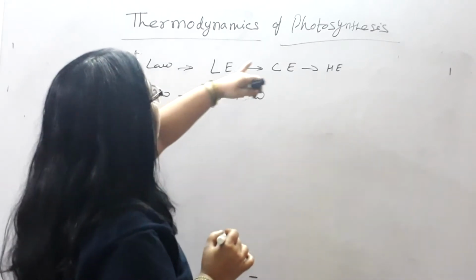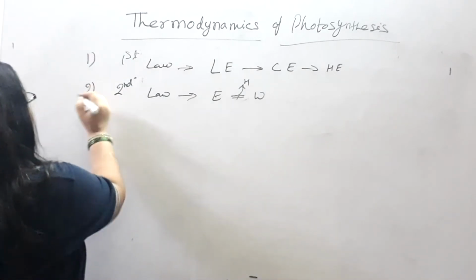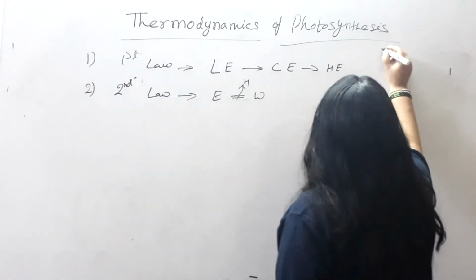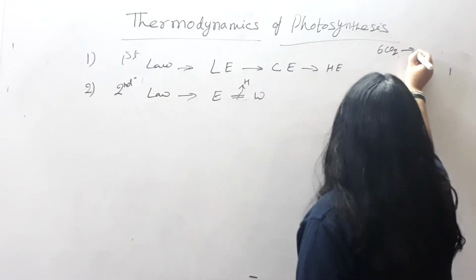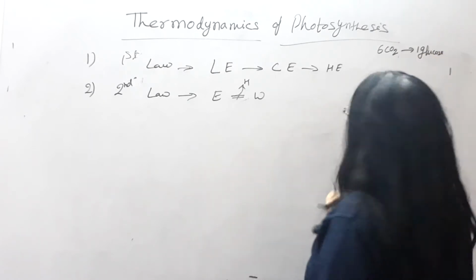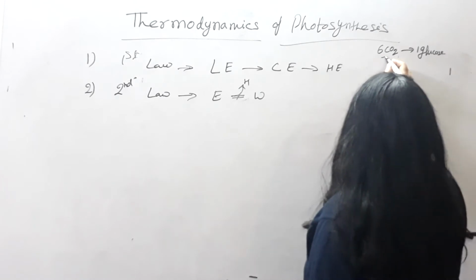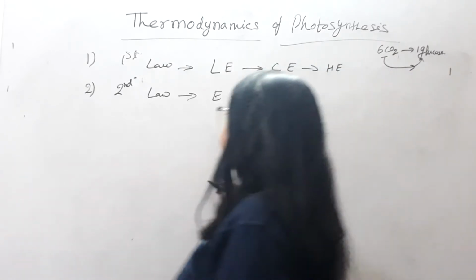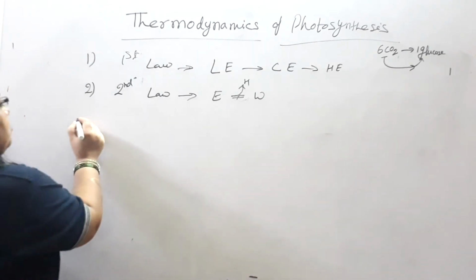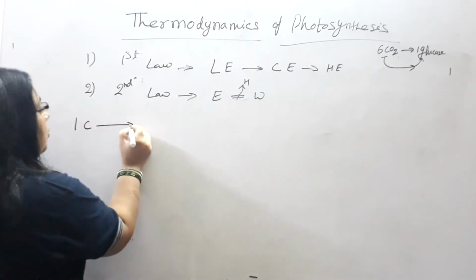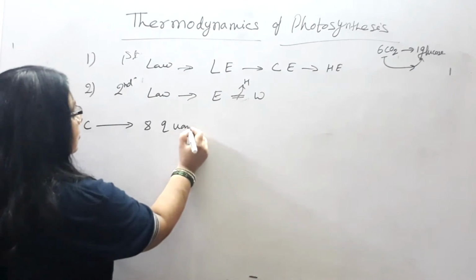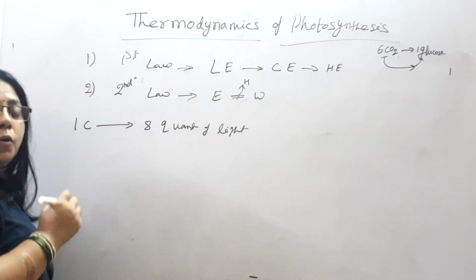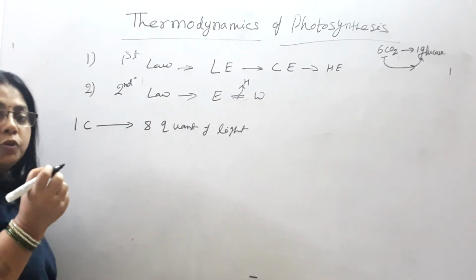Here I will prove how photosynthesis follows both the first and second laws of thermodynamics. Now, all of you know that in photosynthesis 6 molecules of CO2 are converted into 1 molecule of glucose. It means 6 carbon atoms are fixed into the glucose molecule. Now, 1 molecule of carbon requires 8 quanta of light for fixation. It means 1 molecule of carbon requires 8 quanta of light to fix.